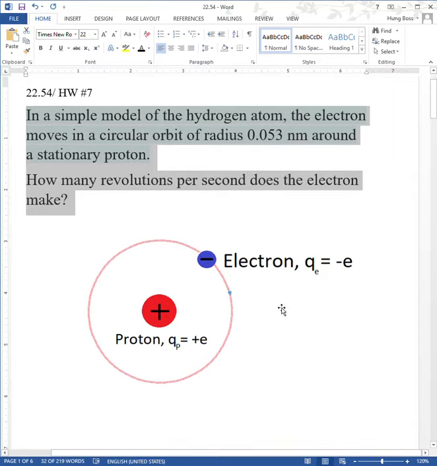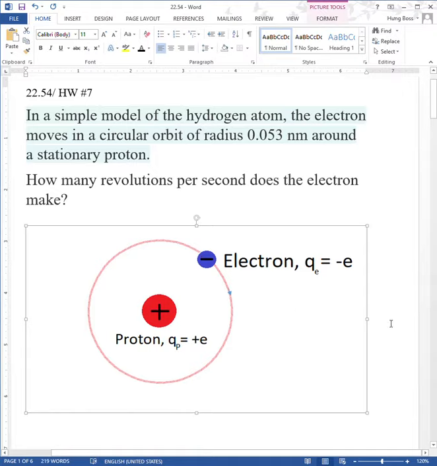This is the model that they are referring to. Keep in mind that they did not mention the direction of electron movement, so the arrow here is only how I define its direction. However, that will not affect our final result.